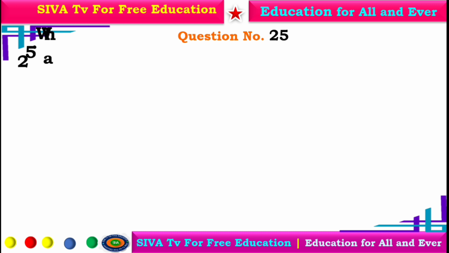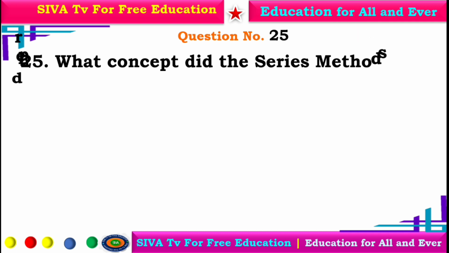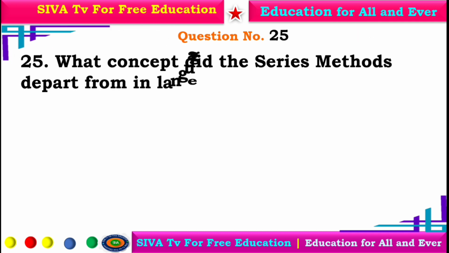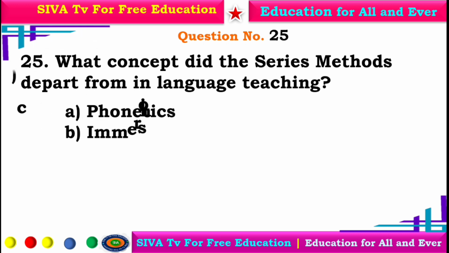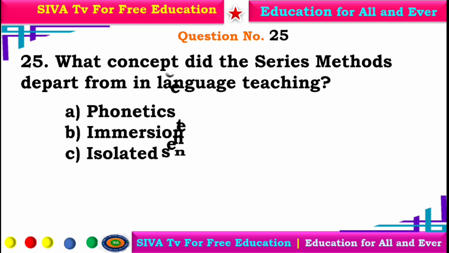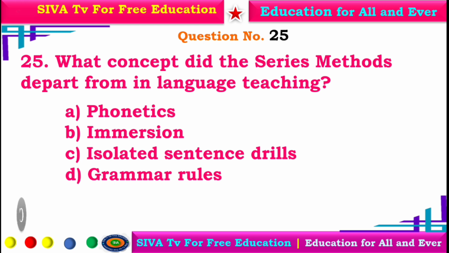Question number 25. What concept did the series methods depart from in language teaching? Option A, phonetics. Option B, immersion. Option C, isolated sentence drills. Option D, grammar rules. The correct answer is option C, isolated sentence drills.